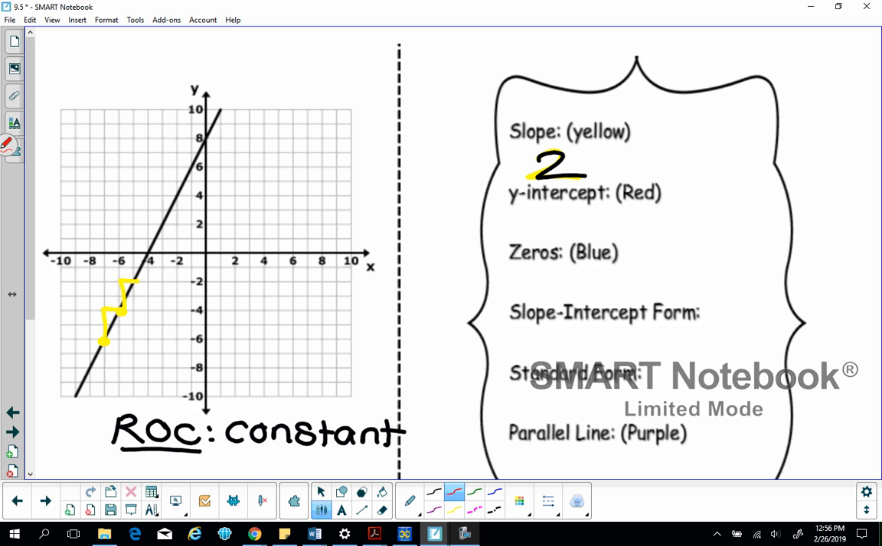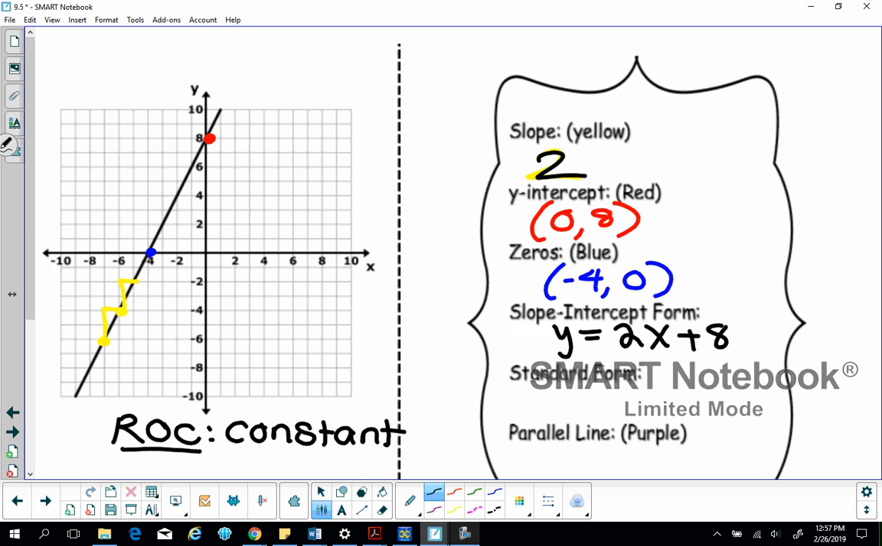Who can raise their hand and tell me what the y-intercept would be? Alana, go for it. Beautiful. So it's what falls on the y-axis, so it'd be 0, 8. Remember, zeros are your x-intercepts. Derek, what's the x-intercept here? Beautiful. -4, 0. So make sure you're filling this in. Now, Jeremiah, what's the slope-intercept form of this equation? 2x plus 8. Beautiful. So our 2 is our slope, our 8 is our y-intercept.